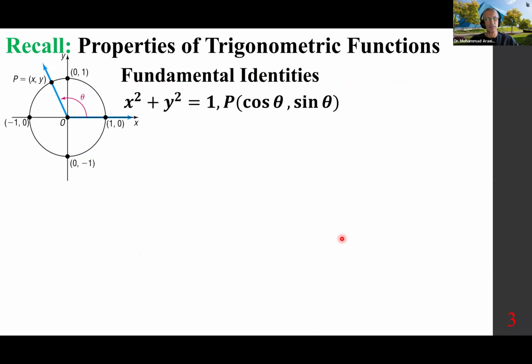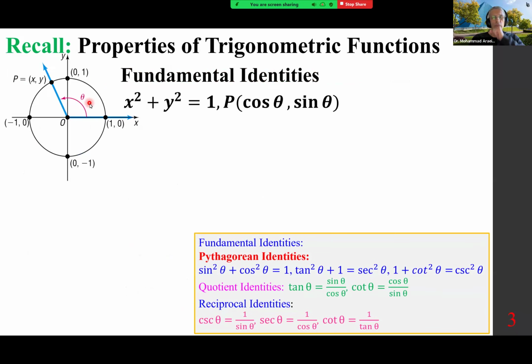Fundamental identities, starting with a unit circle, x squared plus y squared equals 1. Fundamental identities about Pythagorean identities, quotient identities, reciprocal identities.